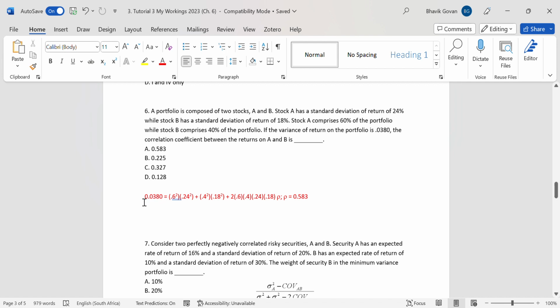They give us the variance, which is equal to, again, making use of our formula, weight of 1 squared times standard deviation 1 squared, plus weight of 2 squared times standard deviation of asset 2 squared, plus 2 times the weight of 1 times the weight of 2 times standard deviation 1 times standard deviation 2 times our correlation coefficient. All I do now is solve for our correlation coefficient rho, and I'll get the answer 0.583.